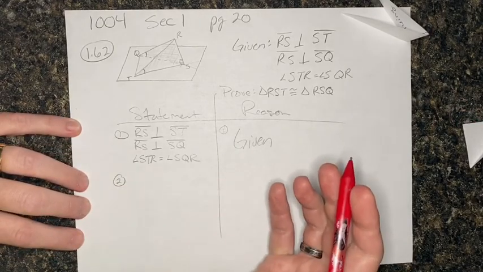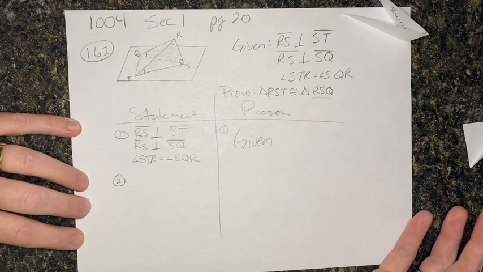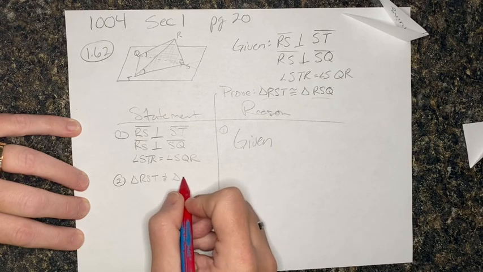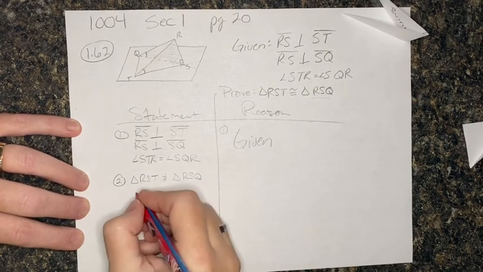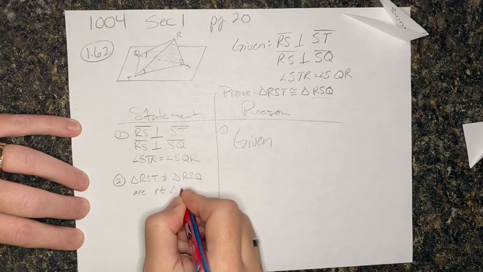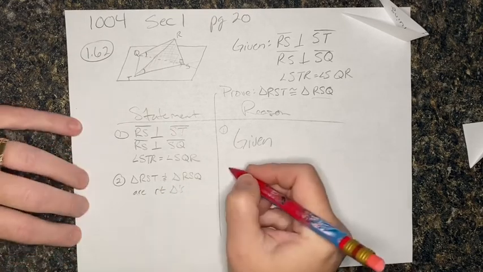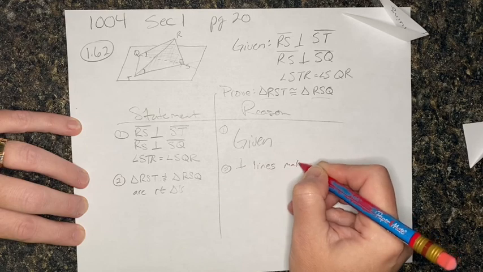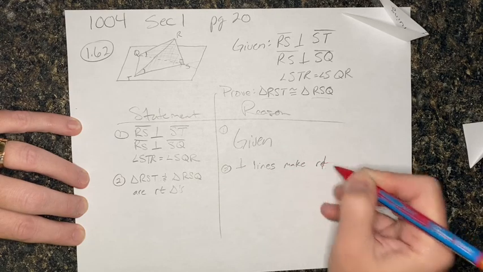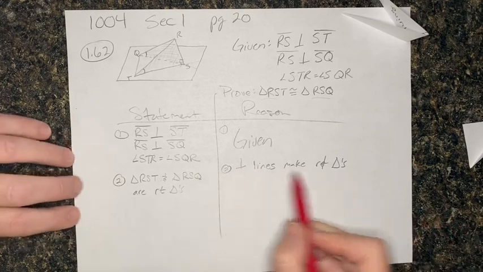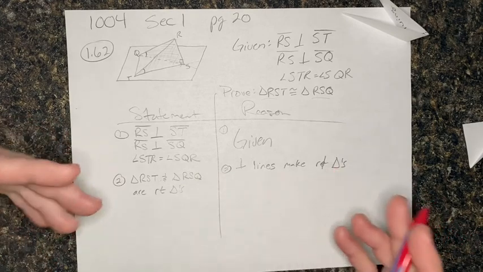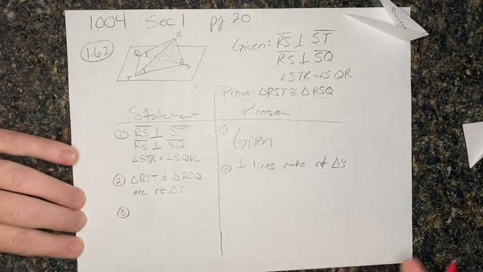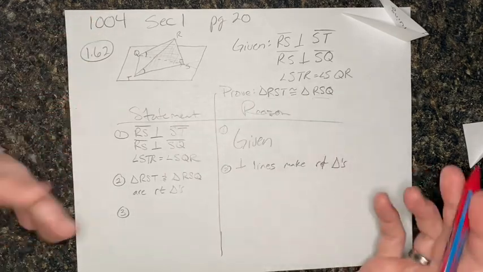So what is the name of our right triangles? Well, we're going to use the same names they want us to solve for. Triangle RST and triangle RSQ are right triangles. Why can we say that that's true? Because perpendicular lines make right triangles. Okay? Perpendicular lines make right triangles. Just like they make right angles, they make right triangles. Okay? Step 3. We're halfway there. All right? So we have right triangles.